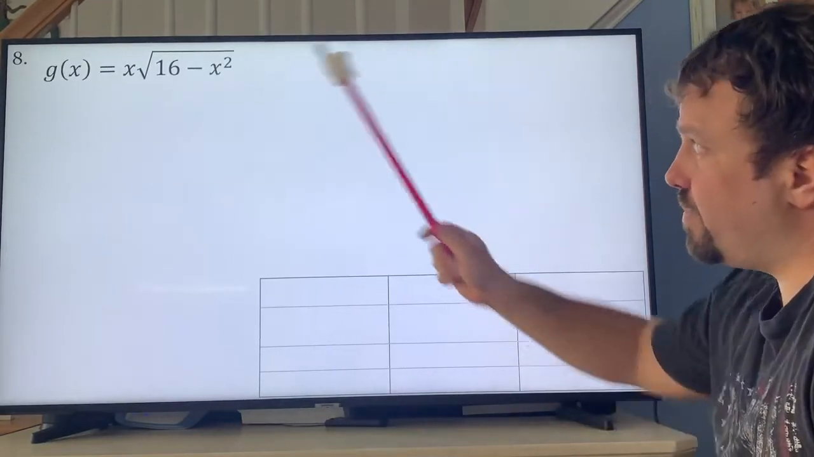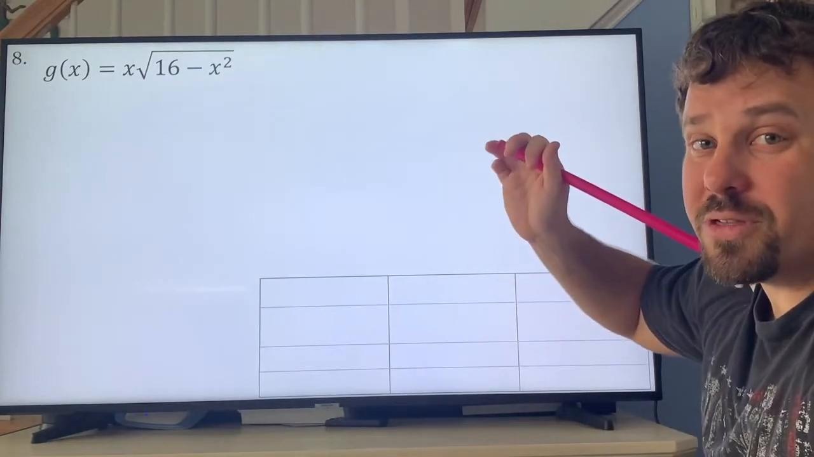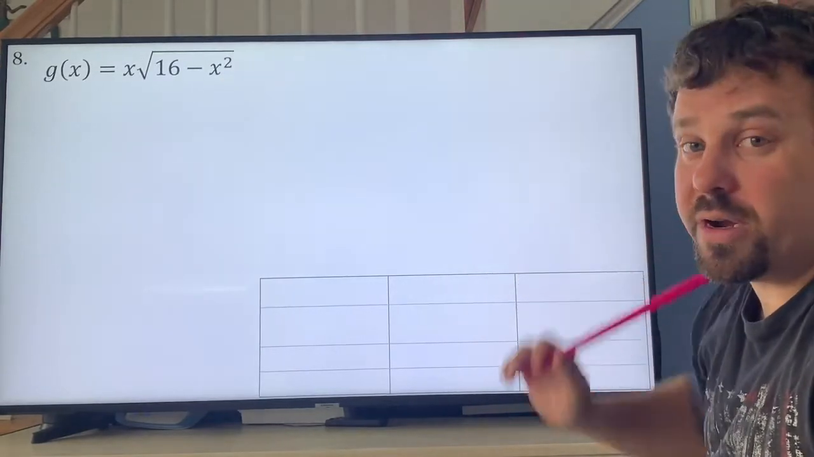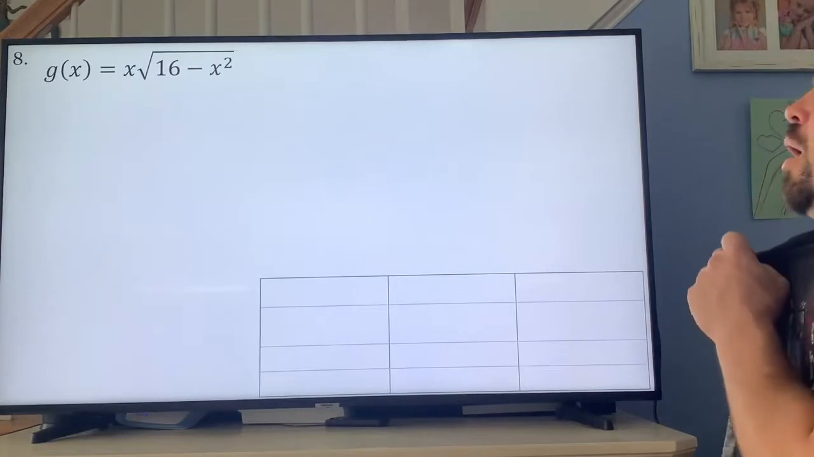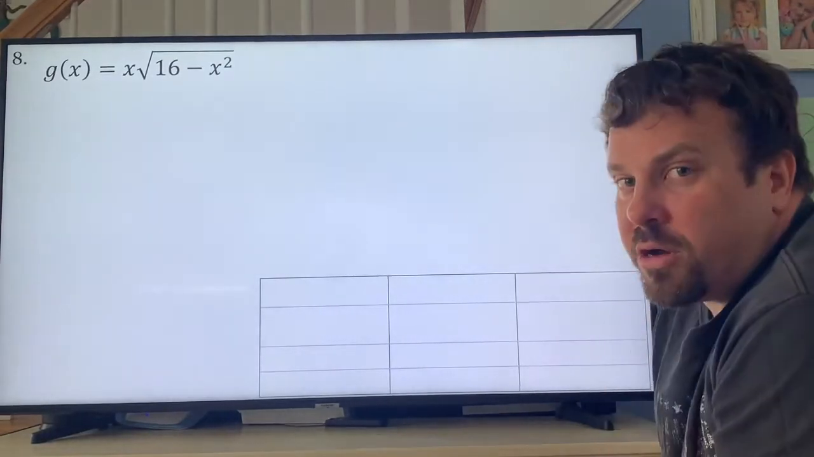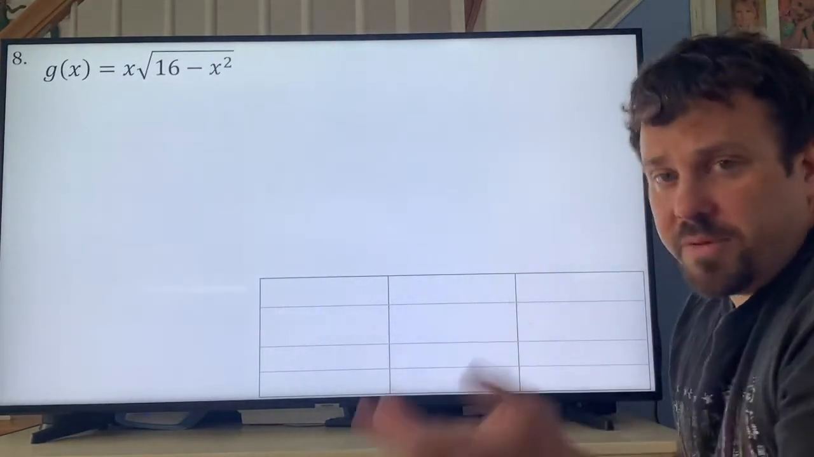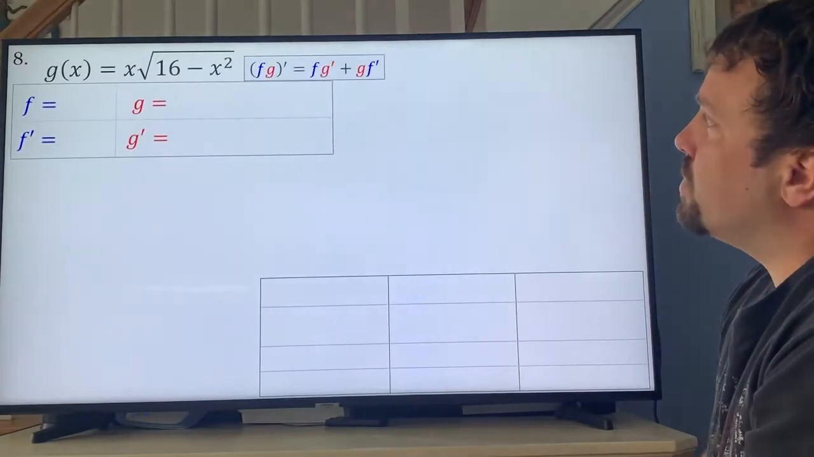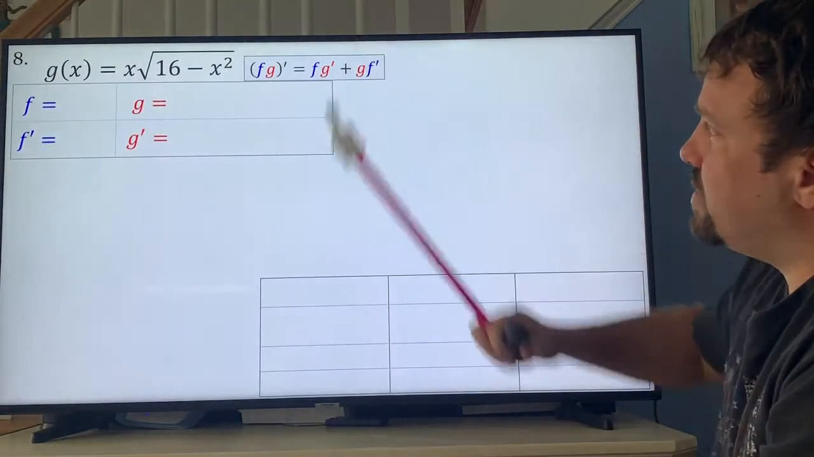Quick little hint. X times that, you're going to have to use the product rule. And you are going to have to rewrite it before you go. They're going to be a little harder today. You should be finished. Let's go through the problem. The product rule is f times g prime plus g times f prime.